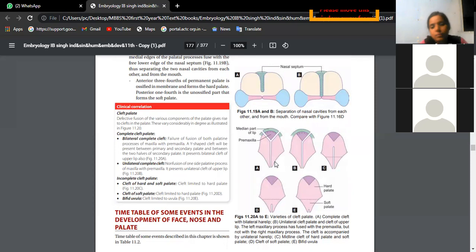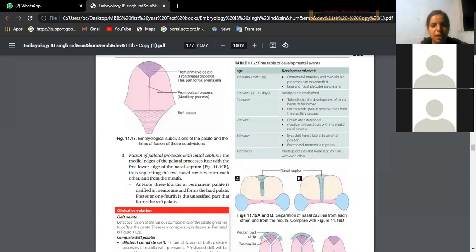Is that clear? Yes, ma'am. Soft palate is not important, ma'am? No, beta. The question will be just development of palate. For the soft palate we don't have any separate explanation, because it is a mesodermal derivative just attached to the hard palate. It will have muscles, no? The palatine muscles develop from the pharyngeal arches we have just studied, beta. They come from there.